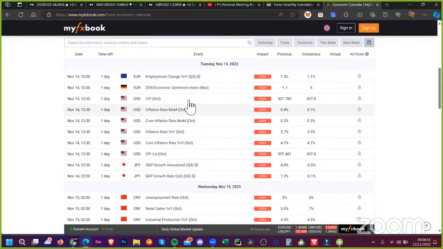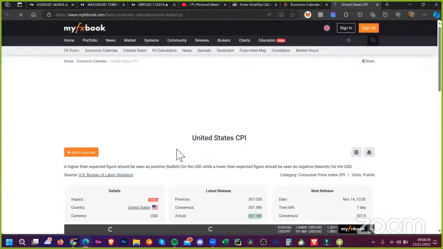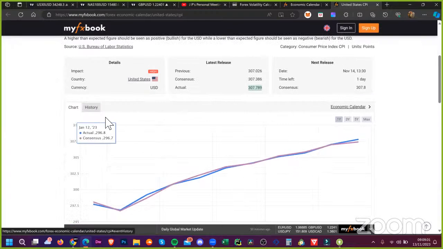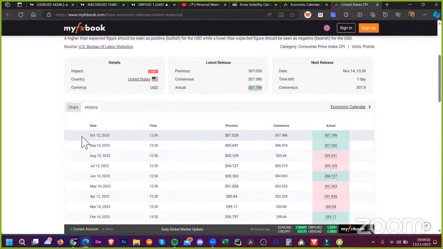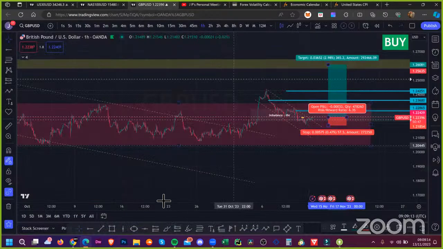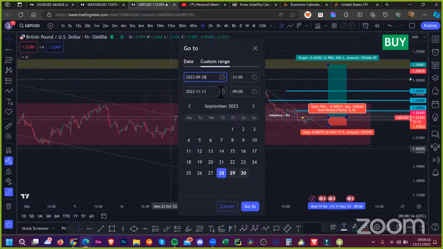Now, how else can we look at these things? Based upon this CPI data, we can click into here and go to history. We can look at when the last CPI data came out. 12th of October, and the one before that was the 13th of September.